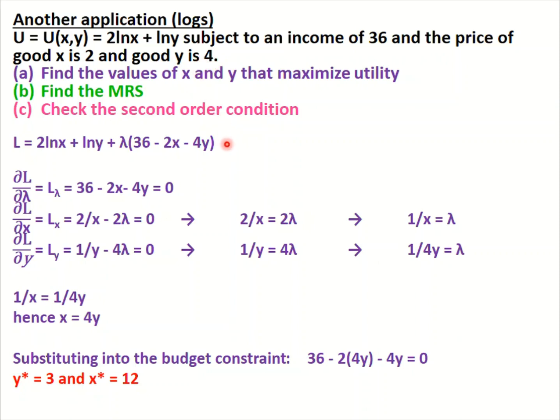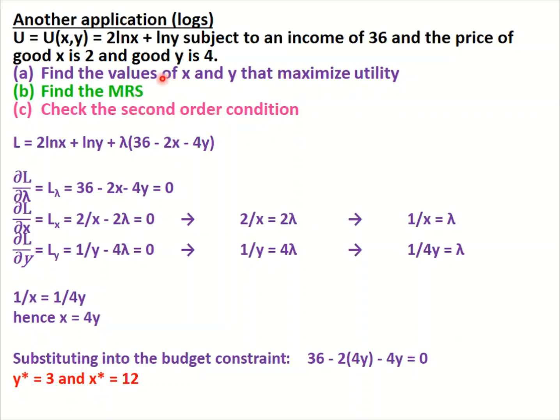Your starting point, again, is to set up the Lagrangian function, which is the utility function here, plus lambda, and then in the brackets would be 36 minus 2x minus 4y, because our budget constraint would be 36 equals 2x plus 4y. So we would need to set up in the brackets as follows. Just to go through this, you've been asked to find the values of x and y that maximize utility, find the marginal rate of substitution, and check the second order condition.